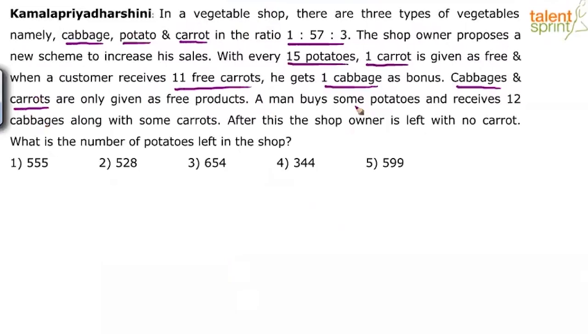Now, a man buys some potatoes and receives 12 cabbages along with some carrots. By virtue of this scheme, for every 15 potatoes you get 1 carrot free, and once you receive 11 free carrots, you get 1 cabbage as bonus. This man has got 12 cabbages free on the purchase of his potatoes, and along with that, he has also got some free carrots. After this, the shop owner is left with no carrot.